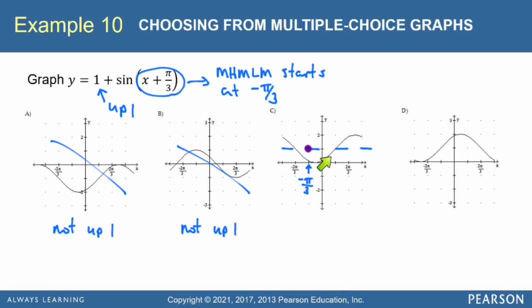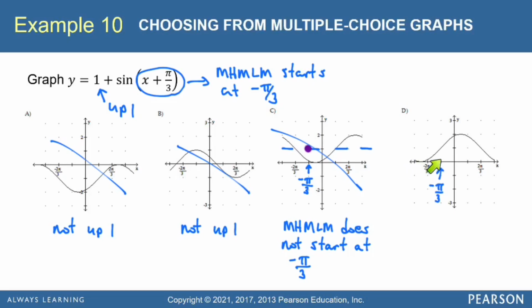But as you can see, it's not. So this graph has the correct vertical shift, but not the correct phase shift. So this one's out because the sine pattern does not start at negative pi over 3. So that just leaves D. Let's see if it behaves the way we expect it to. So first we locate the phase shift, which we know is negative pi over 3, which is right here.